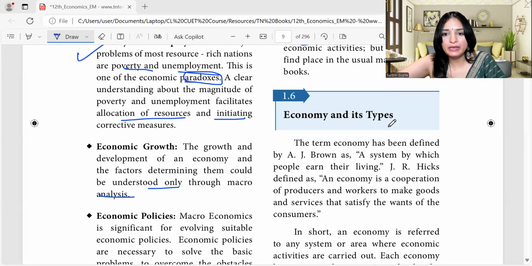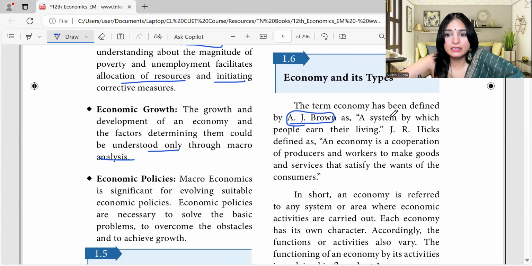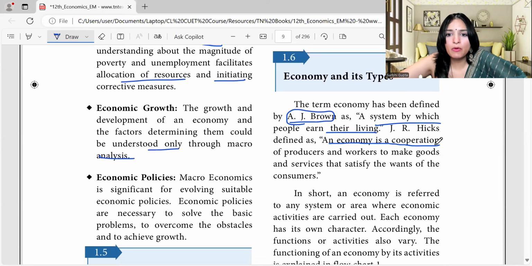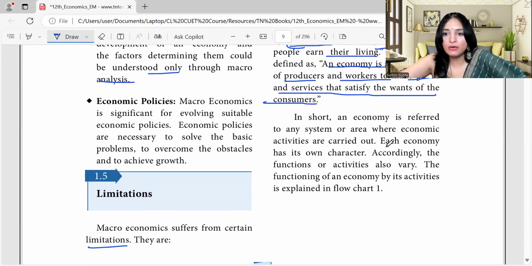So what is economy? The term economy has been defined by A.J. Brown. He's the person who has defined the term economy: a system by which people earn their living. Simple, a system by which people earn their living. J.R. Hicks defined it as: an economy is a cooperation of producers and workers to make goods and services that satisfy the wants of the consumers. In short, an economy is referred to any system or area where economic activities are carried out.